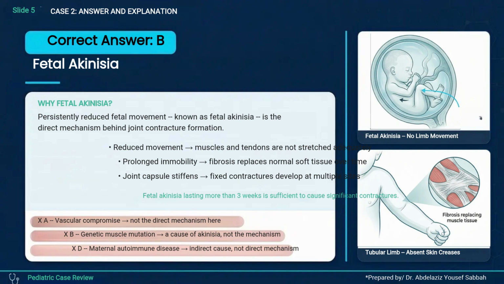Vascular compromise is not the direct mechanism here. Genetic muscle mutation is a cause of akinesia, not the mechanism itself. Maternal autoimmune disease is an indirect cause, not the direct mechanism of contracture formation.